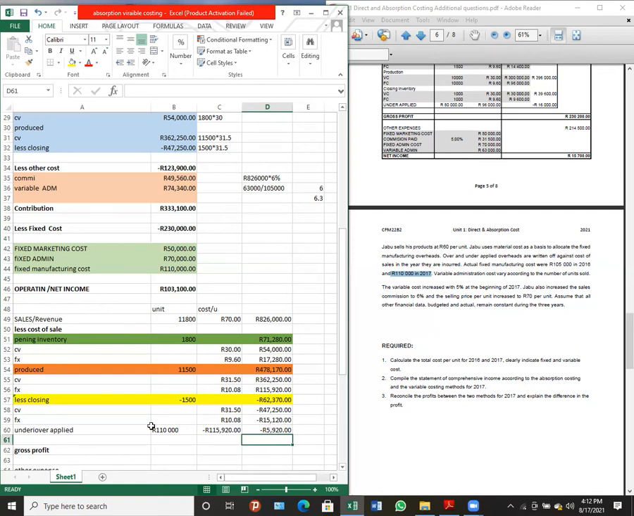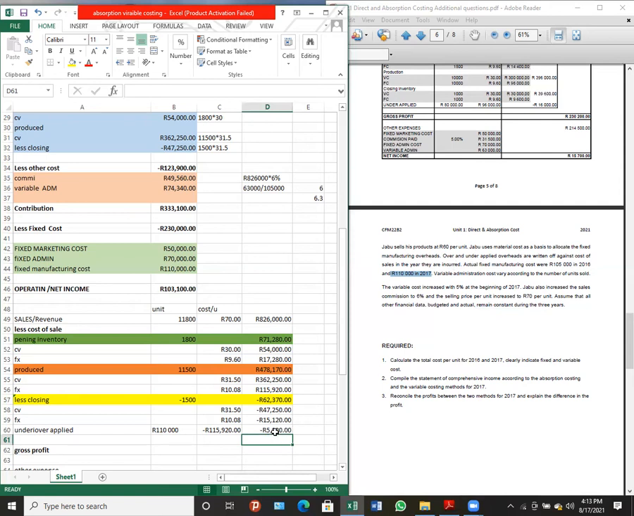Okay, guys, if you check, is it over or under applied, guys? It's over. It's over applied, ne? And then here, guys, if you read, the over and under applied are written off against the cost of sales in the year that they are incurred.